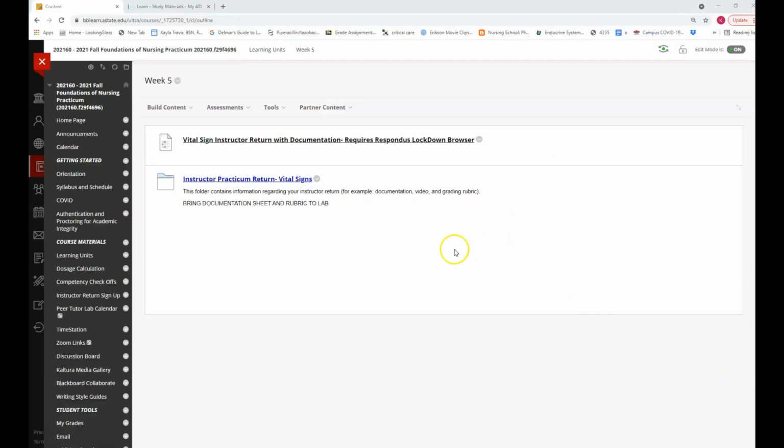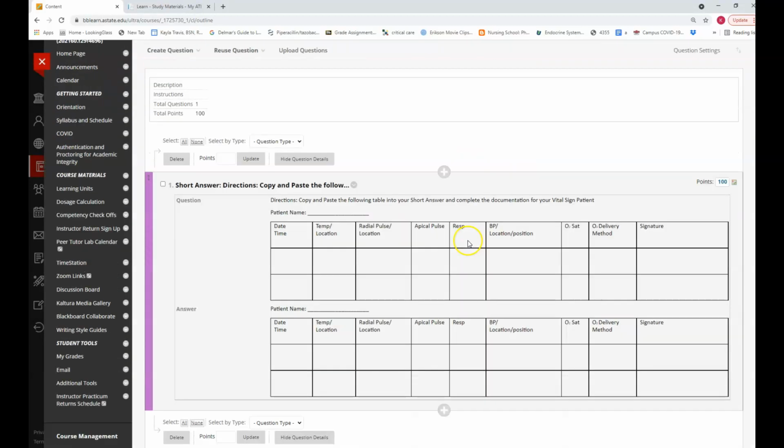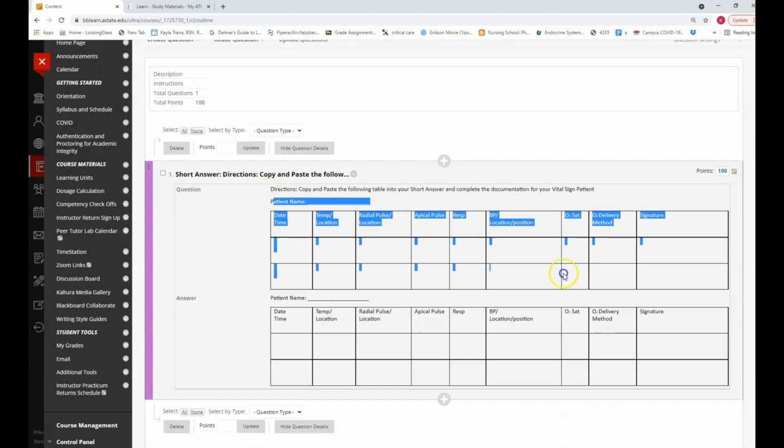So I've now entered week 5's folder, which is the week that you're doing your vital sign return. And I'm no longer in student preview because at this time you don't have access to that. But I do want to show you what this quiz will look like, okay? So I'm going to edit the test because it's not truly a test, but what you'll do is you will copy this table. You're just going to copy it down into your answer box that you type in and type into it just like I just did in the Microsoft Word document. So you fill out your patient's name and then fill out everything very similar to how I did it on the Word document.